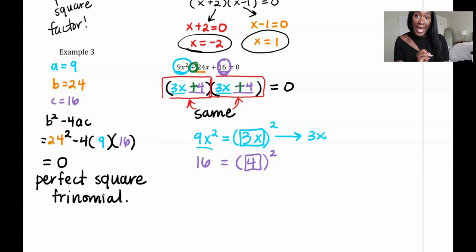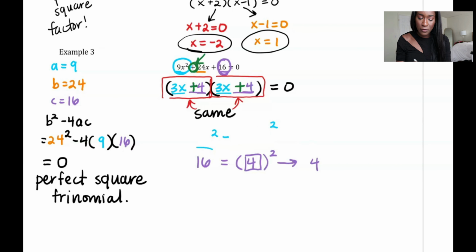We looked at our last term, 16. We figured out that we were squaring 4. That's what gave us the second blank. And it was because that 24x was positive that we know it would be plus signs. So now we have it factored: (3x plus 4)(3x plus 4).